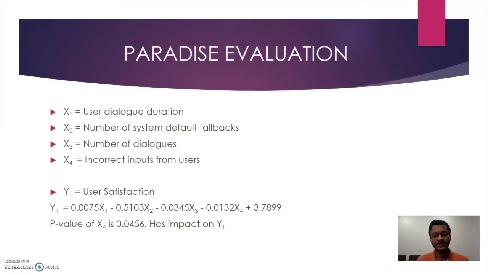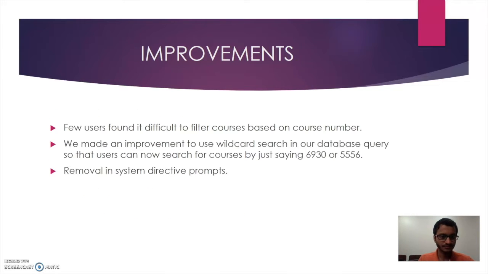So we've done linear regression for this, and this is the linear regression equation. We then calculated the p-values for the variables, and we found the p-value to be less than 0.05 for the parameter x4, which is incorrect input from users. So from this, we can say that x4 has a huge impact on y1, which means if we can somehow reduce the incorrect inputs from the user, the success rate goes up.